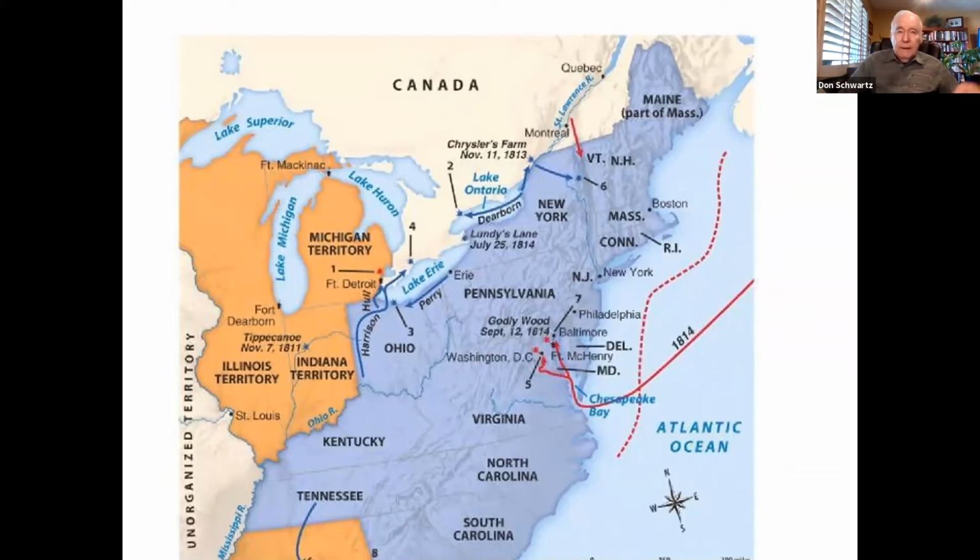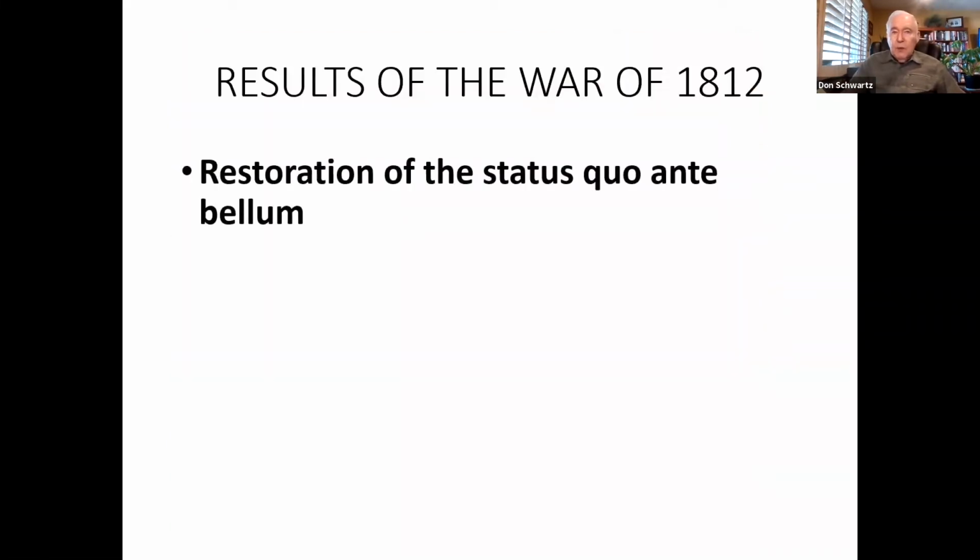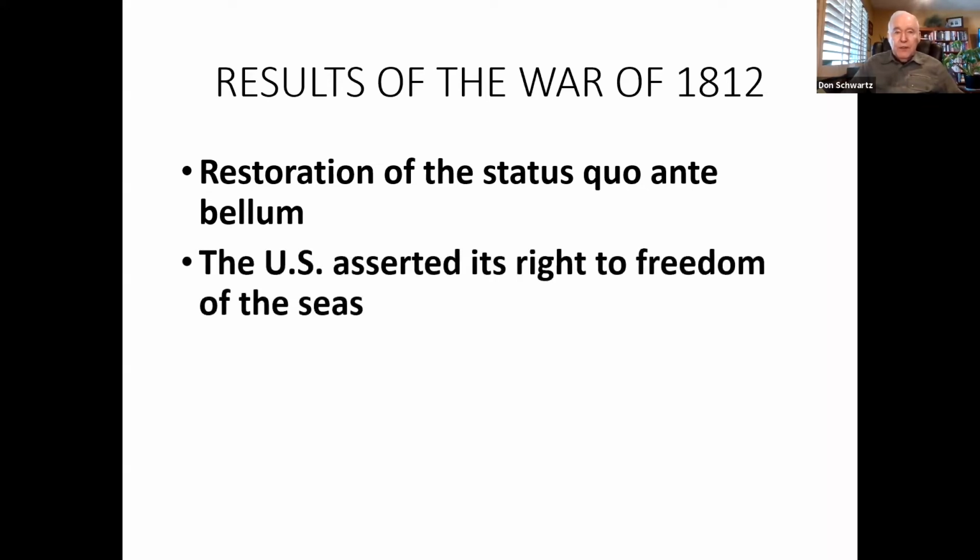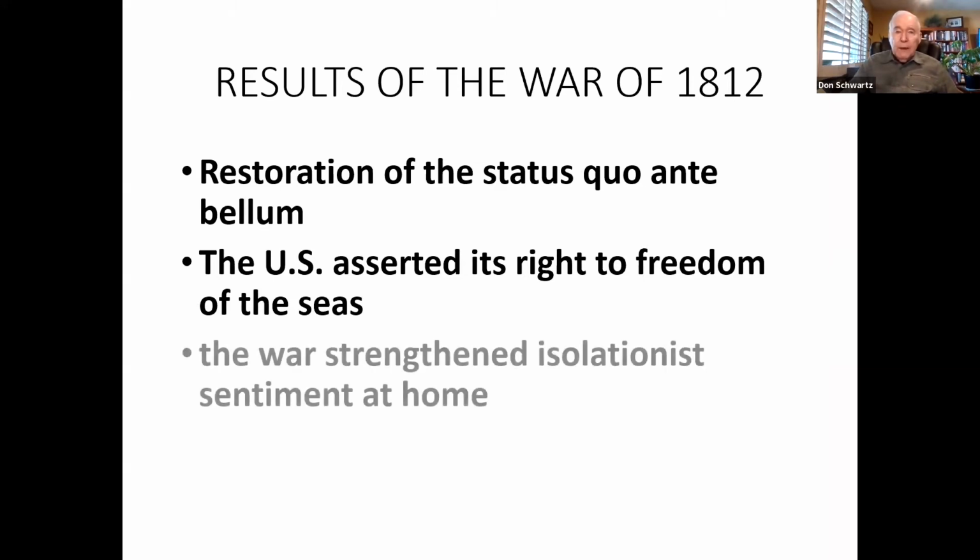Now, the war ended without a clear victory by either side. The treaty that ended the war restored the status quo ante bellum, meaning that nothing had substantially changed as a result of the conflict. But America was able to assert its right to freedom of the seas against the world's most powerful navy. And also the War of 1812 strengthened isolationist sentiment at home because it convinced Americans more than ever that the United States should refrain from Europe in order to avoid future conflicts.